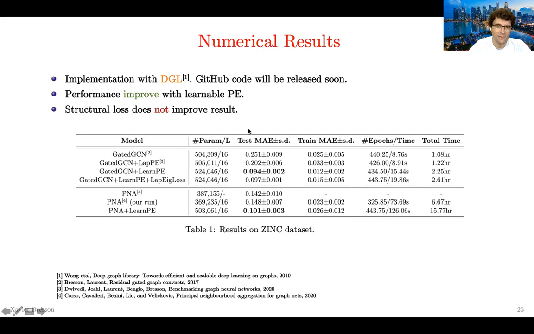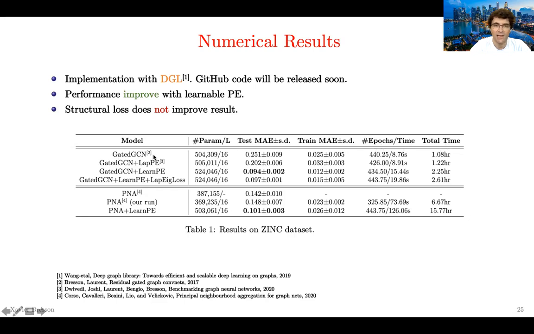Numerical results. We did the implementation using DGL, and we will release the code on GitHub soon. This column is the number of parameters, the number of layers. This is the test accuracy, the lower the better. This is the train accuracy. This is the number of epochs, the time per epoch, and the total time.